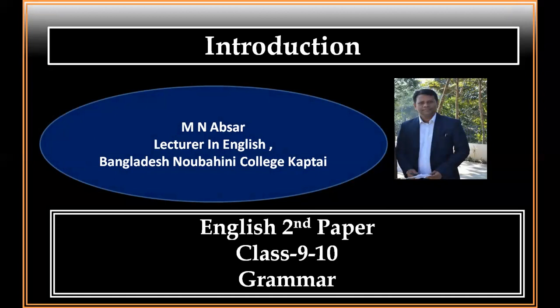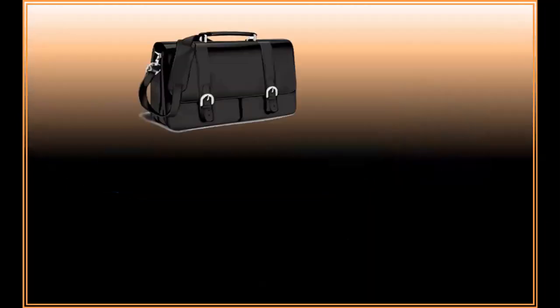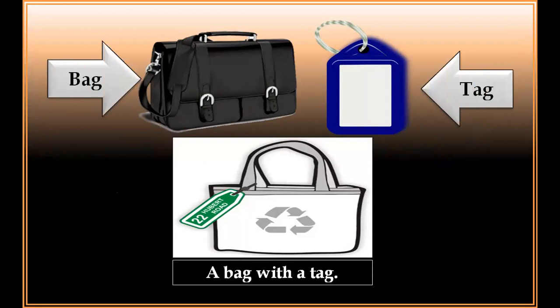Today, I'm going to discuss your English second paper. Before going to my lesson, let's check the picture. Okay, look at the picture. See, this is a bag and this is a tag. And finally, a bag with a tag. So, very interesting. A bag with a tag. It means a bag has a tag and it is attached with the bag.